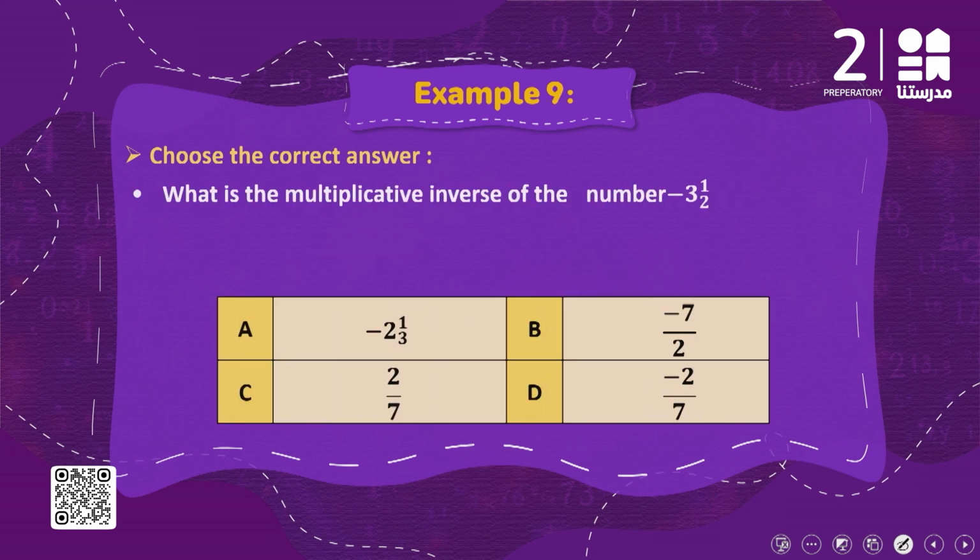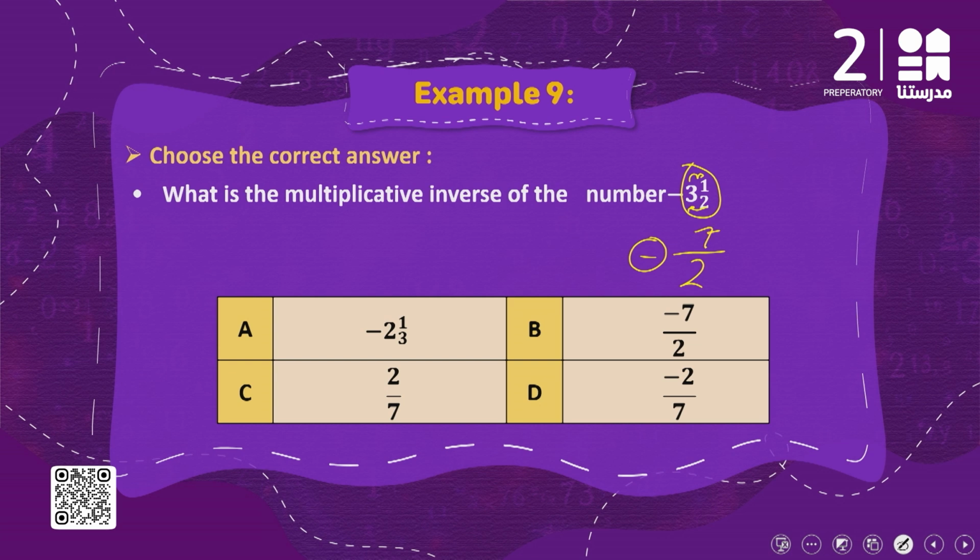Letter D. What is the multiplicative inverse of the number? Multiplicative inverse, you can find it if you have a fraction. This is a mixed number. Let's convert it into a fraction. Here you have 2, multiply 2 by 3, then add 1. By the way, leave the negative sign beside. You just calculate this one to be a fraction. Now 2 times 3 is 6, plus 1 is 7.